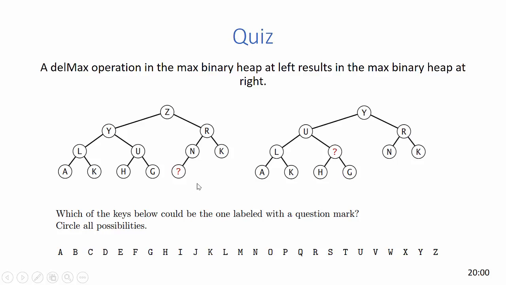Because it's a max heap, this element has to be less than or equal to n. And because the heap before was a max heap, we know that this element has to be greater than or equal to h and g. The possible elements are h, i, j, k, l, m, n. So it's less than or equal to n, but greater than or equal to h and g. Why didn't I put g here? If I put the g here, it would violate the heap order property, because g is smaller than h, so it should be here. So g couldn't be a possible key. That's one of the things we will think about.